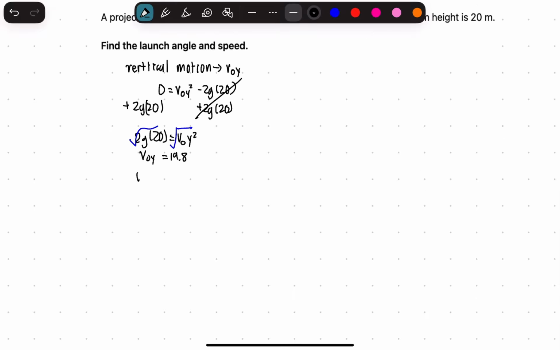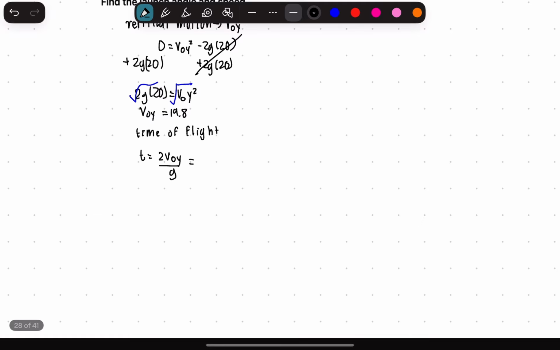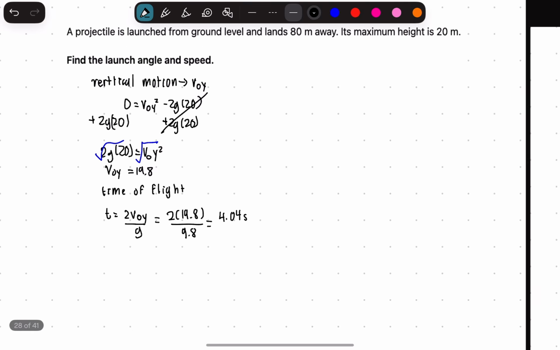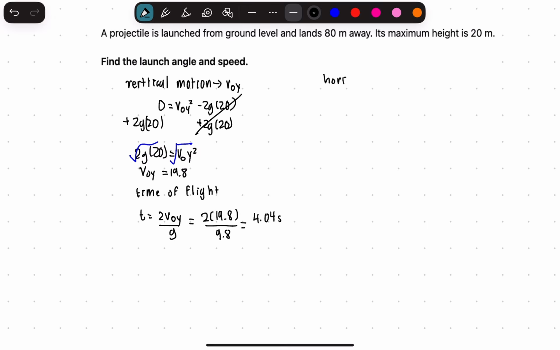Now, in order to find the time of flight, what you can do is you have t is equal to 2 times v initial y divided by g. We have 2 times 19.8 divided by 9.8. That is going to give us 4.04 seconds. Now, in order to find the horizontal velocity, we have V initial x is equal to 80 over 4.04.